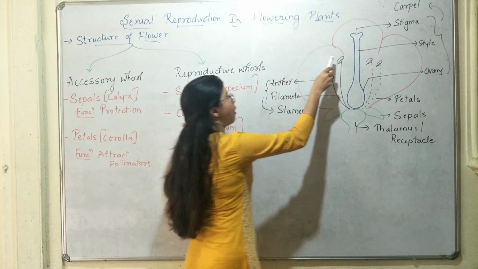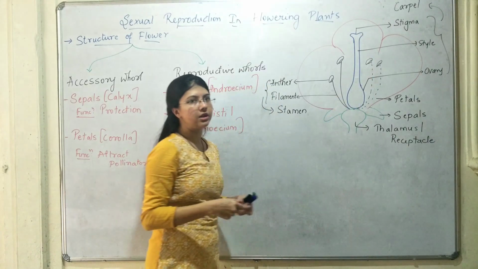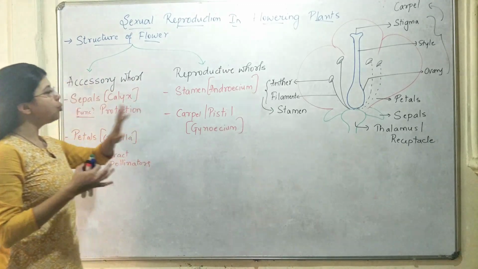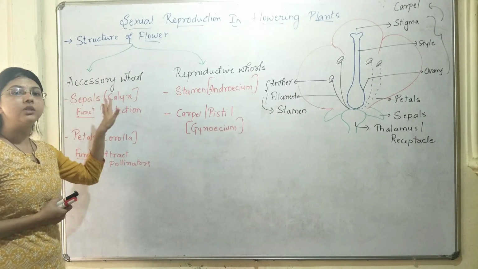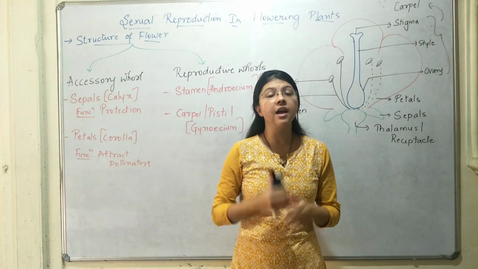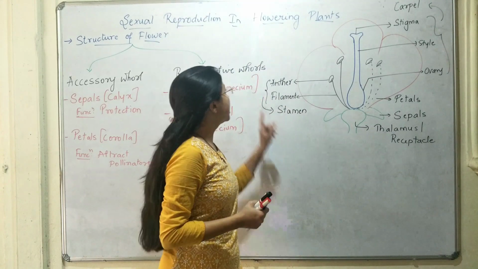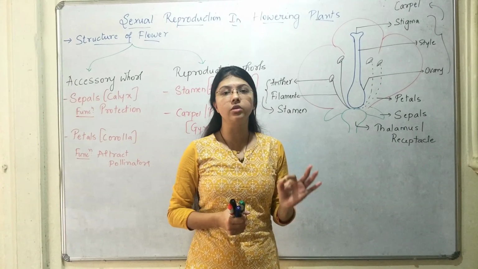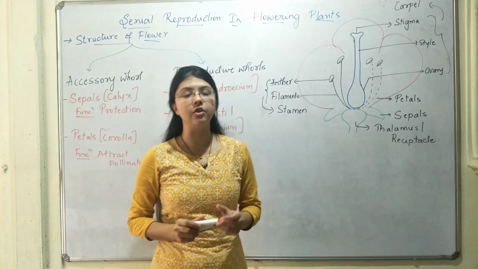Now the male gamete will be transferred from the anther to the stigma, and then the process of fertilization can take place. So you need to remember that there are two whorls of a flower, the accessory whorls and the reproductive whorls. Why are accessory whorls called accessory or non-essential whorls? Because they are not directly involved in the process of reproduction. Whereas the reproductive whorls are called essential whorls because they are directly involved in the process of reproduction.